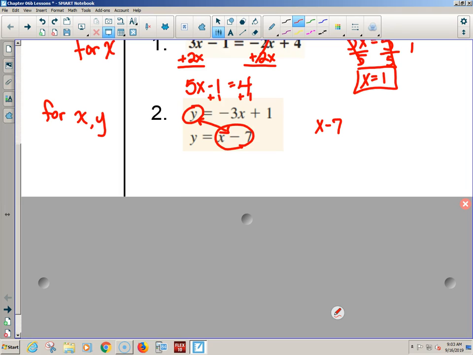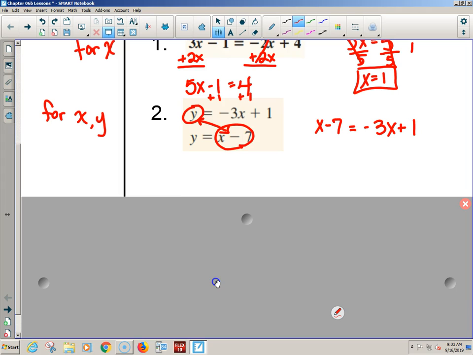So you can plug x minus 7 into the y spot. So I have x minus 7 equals negative 3x plus 1. Now, doesn't this look a lot like that one? Yeah. So are you guys okay if I go ahead and do the same? Whoa, that makes no sense. What should I be adding? Because I want to cancel it out.